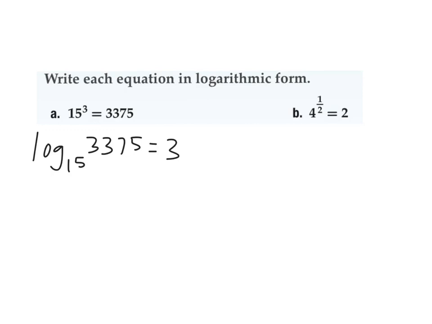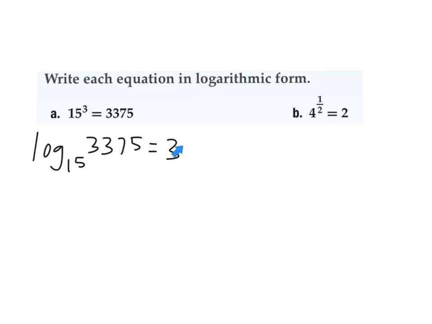So again, a logarithm equals a power. Notice that this logarithm equals the power of 3. And so, again, you can kind of loop it backwards. 15 to the third equals 3,375. The base will become the little number.